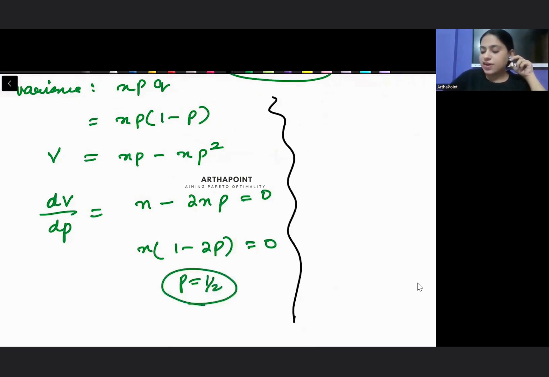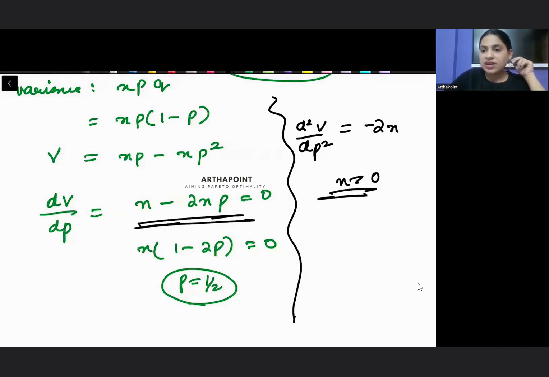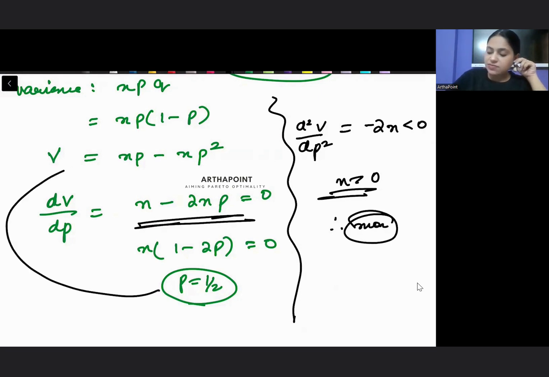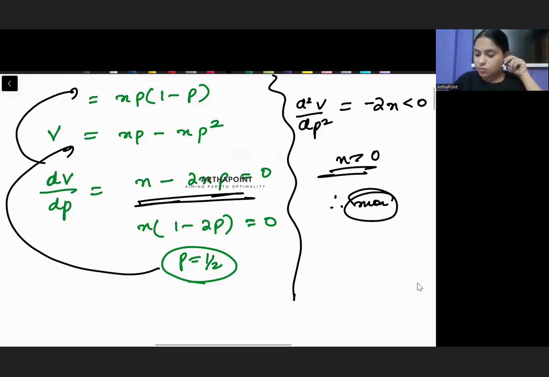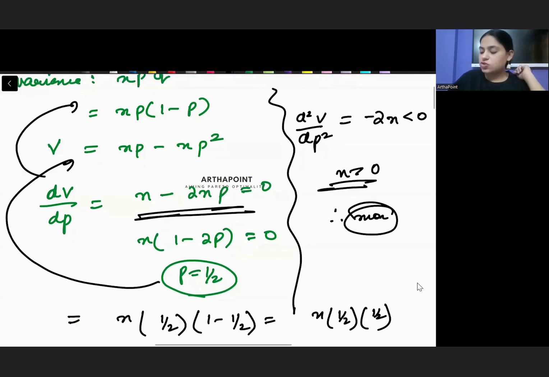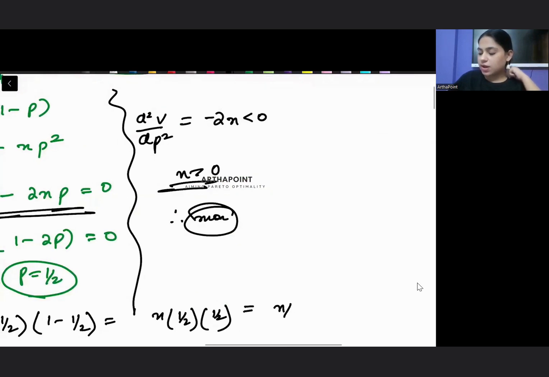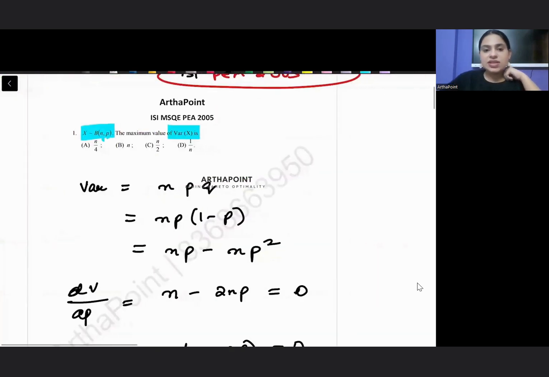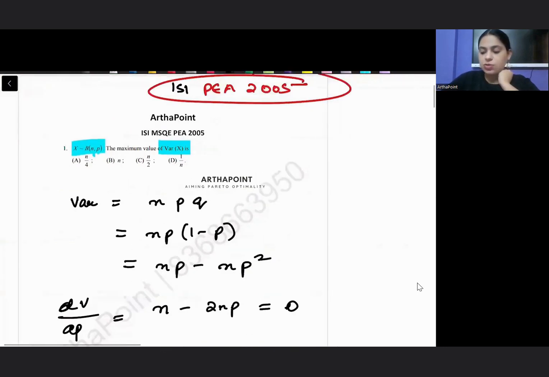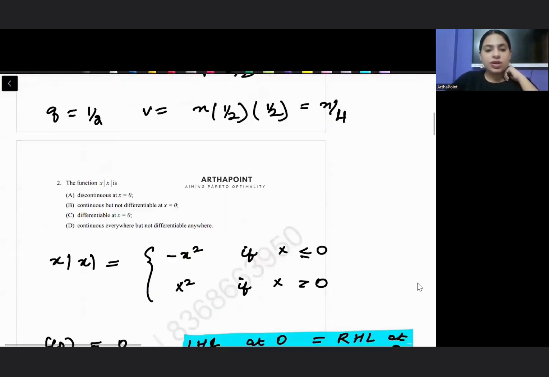Now I can just find out the second order derivative. And from here, I will get the answer as minus 2n. And we know n is always positive. So minus 2n will be negative. So therefore, maxima. Now the maximum value of the variance, you can just plug this value back here. So it is going to be n into half into 1 minus half. So n into half into half. So this is going to be actually n by 4. So we can go ahead and say that the maximum value of the variance will be n by 4. Okay, come to the next question.